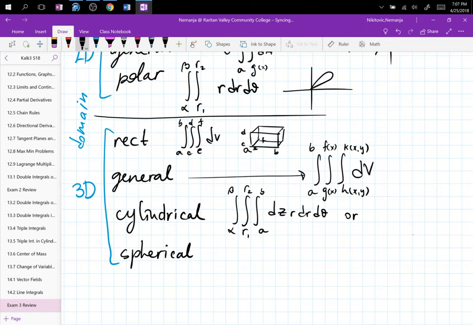Or the triple integral alpha, beta, r1, r2, and then over here you have the f and g of x, which will be transformed into r's. dz, r, dr, d theta.